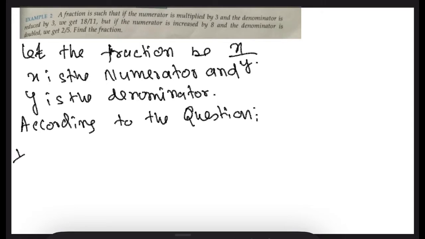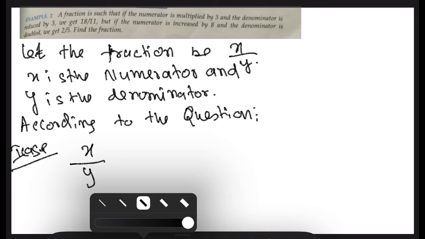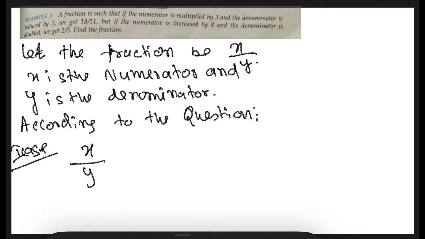According to the question, what is in the first case? The first case says a fraction is such that, what is our fraction? x upon y. The numerator x is multiplied by 3 and the denominator y is reduced by 3, reduce means subtract. Then the answer will be 18 upon 11. This is our first information, converted into equation form.